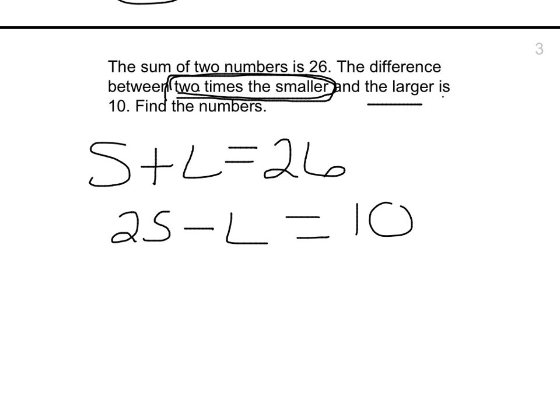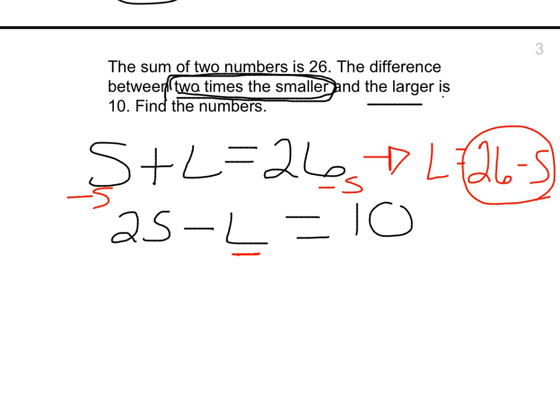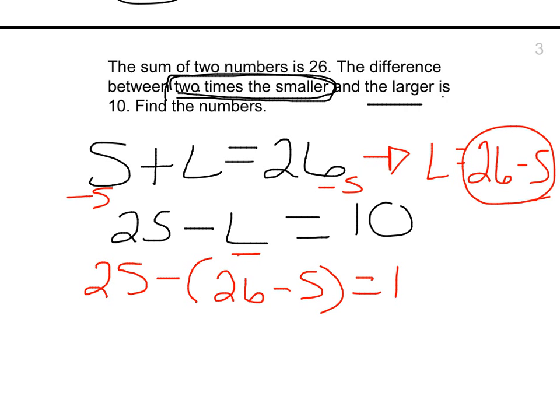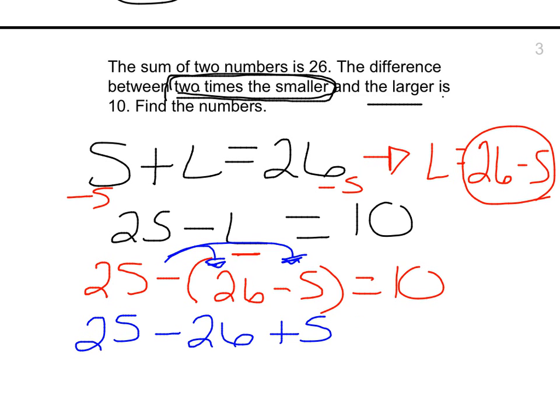So we need to find the two numbers, and again, we don't have one of our variables by itself, so I'm going to move this S over. And so that means L equals 26 minus S, and then I'll plug that in right here. You have to be careful here because it says minus L, so you're going to go minus parentheses 26 minus S equals 10. And now you have to distribute that negative sign. When you distribute a negative sign, it changes both of the signs of what's in the parentheses. So this would be minus 26, and then plus S equals 10.